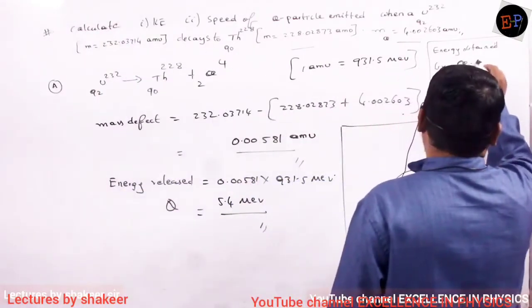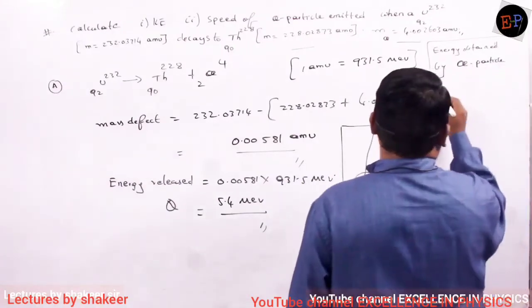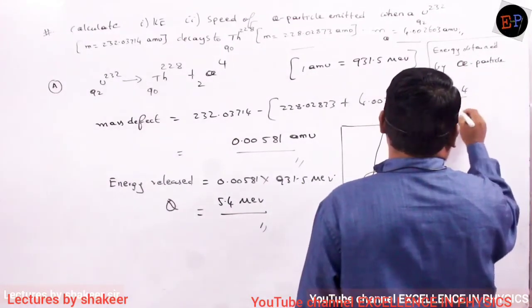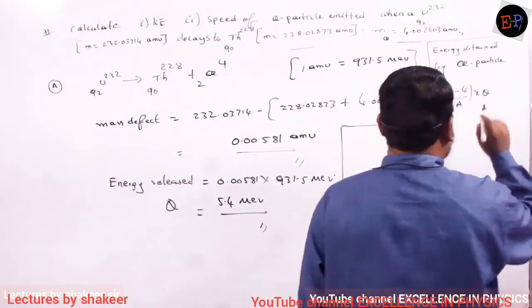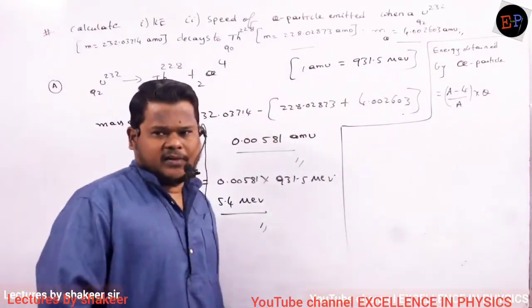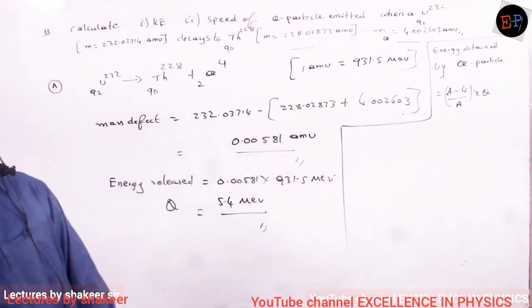For the alpha particle, there is a formula. And what is that one? It is (A minus 4) divided by A, multiplied by Q. This is the amount of energy obtained by the alpha particle. Are you able to understand? What is meant by A there?